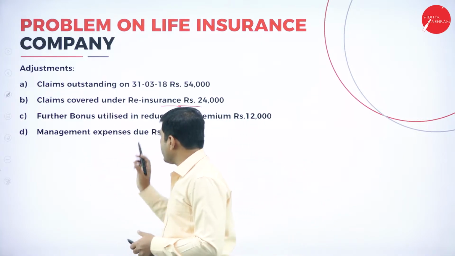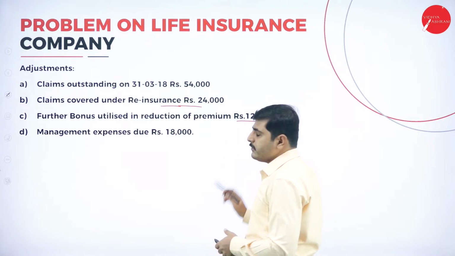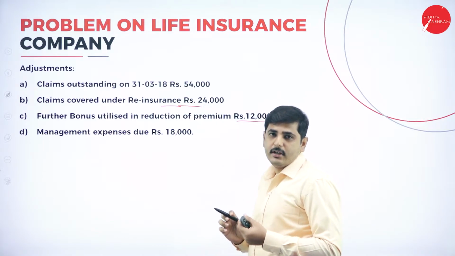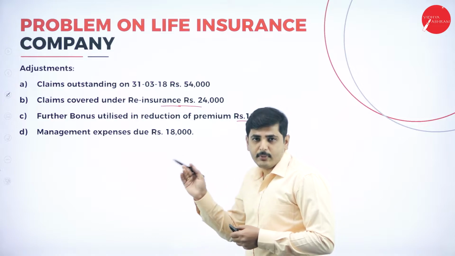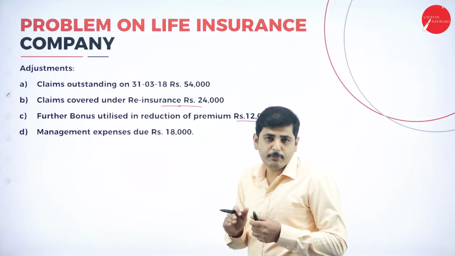Next one, further bonus utilized in reduction of premium, 12,000. Where do we have to show further bonus utilized in reduction of premium? Schedule number 1, add to premium. Schedule number 4, benefits paid.